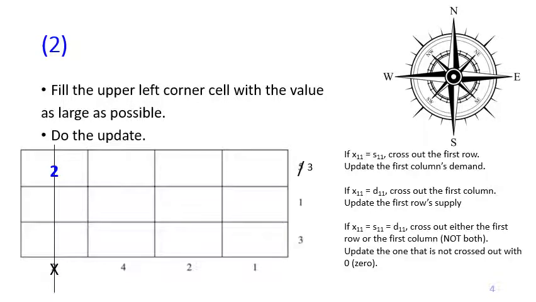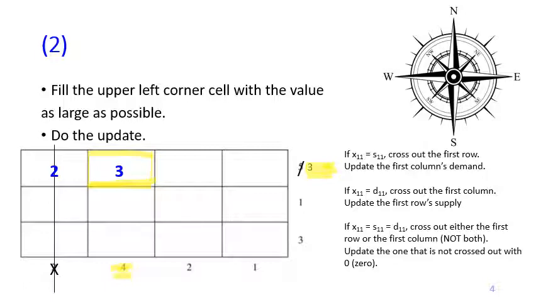Now repeat the same thing. Find the upper left corner cell that we may fill and fill that cell with the value as large as possible. So this is the most upper left corner that we have, and the largest value that we may fill there is 3 because now the first row has the supply 3. The second column has the demand 4, so at most we can fill that cell with 3 only. Although the demand for this column is 4, the supply from the first row is only 3.